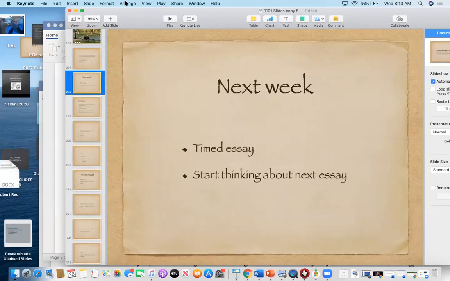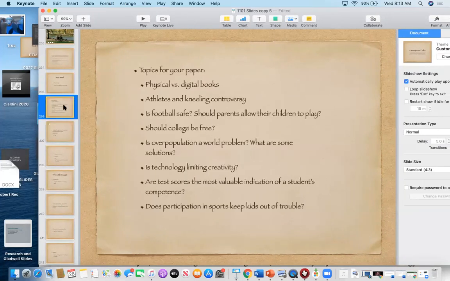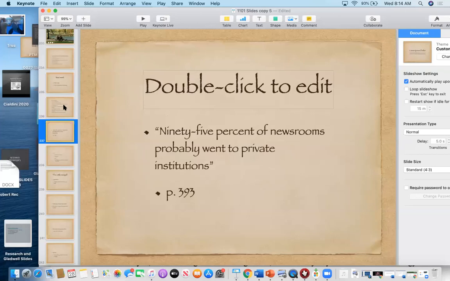So what I'm going to do right now is go through a couple slides here. Remember that these are topics for the next paper. But I also want to talk a little bit about the readings for this week. Remember that what the author says on page 393 is that 95% of newsrooms probably went to private institutions. This is going to be really significant when we talk about Malcolm Gladwell, which we won't probably get to today, but we're going to get to in Monday's class.